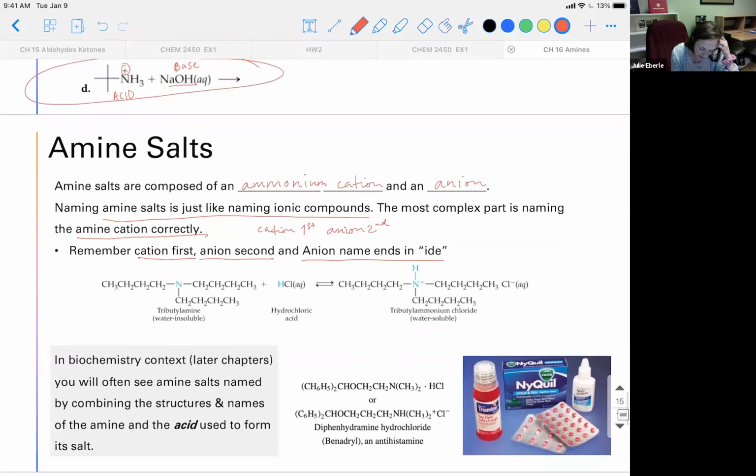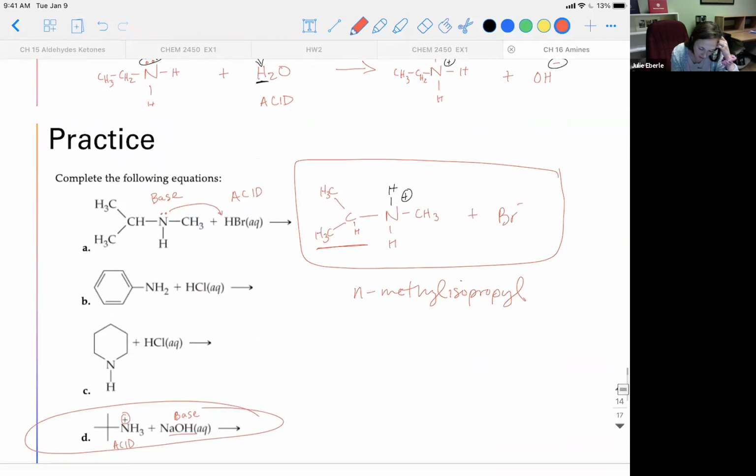So if we were looking at an example, we were going to name this N-methyl isopropyl ammonium. We're recognizing that this is now a cation. You don't say ammonium cation, you just say N-methyl isopropyl ammonium. And then we would name this, instead of bromine, we put "ide" at the end. That's how you name an anion. So it'd be bromide. Some of you may remember that. It's just been a minute since you've done some of this.